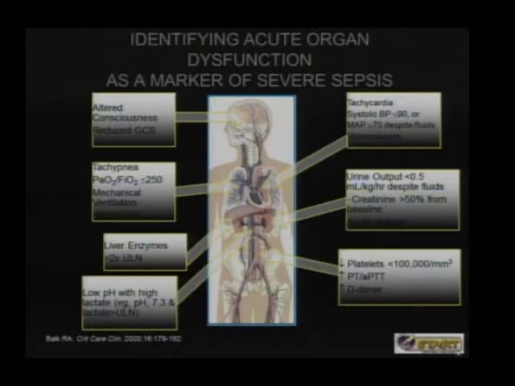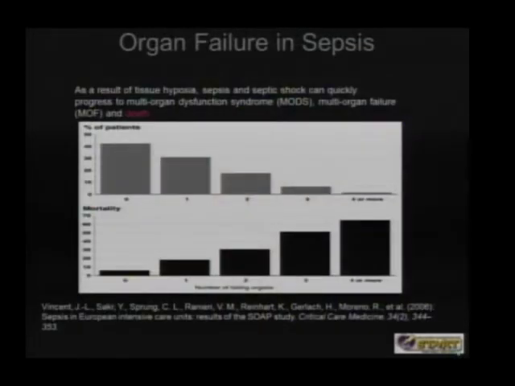Whereas if they come in at 300,000 and they drop to 280, it's not such a big deal. So there really are 7 organs that we pay attention to. And we pay attention to it because it's important that the number of organ dysfunctions is equivalent to mortality.